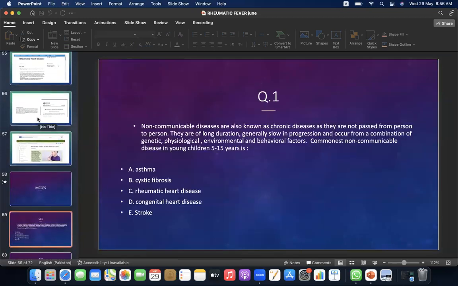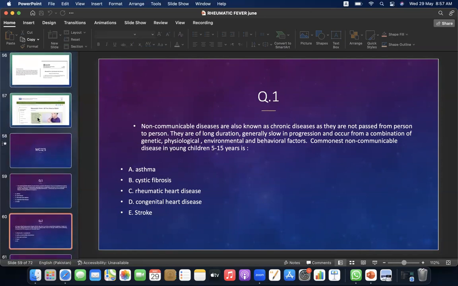Now, time for MCQs. Starting with the first one, non-communicable diseases are also known as chronic diseases as they are not passed from person to person. They are of long duration, generally slow in progression, and occur from a combination of genetic, physiological, environmental, and behavioral factors. Commonest non-communicable disease in young children 5 to 15 years is A, asthma, B, cystic fibrosis, C, rheumatic heart disease, D, congenital heart disease, or E, stroke. Anyone? So the answer is C, rheumatic heart disease.